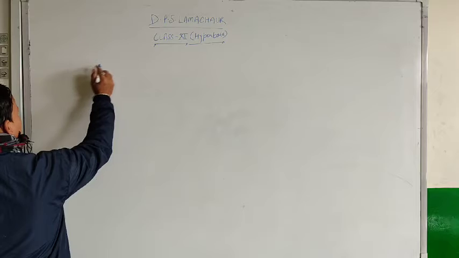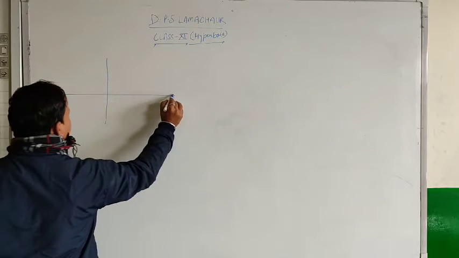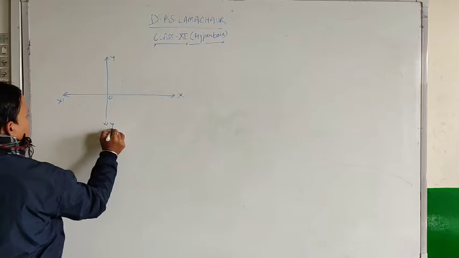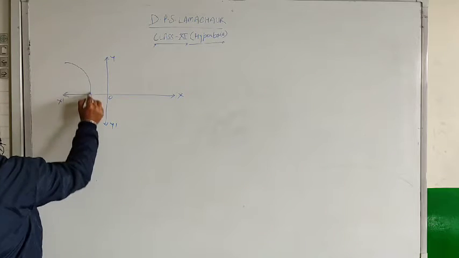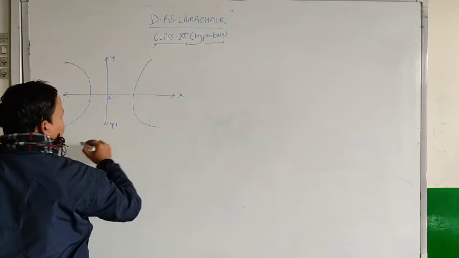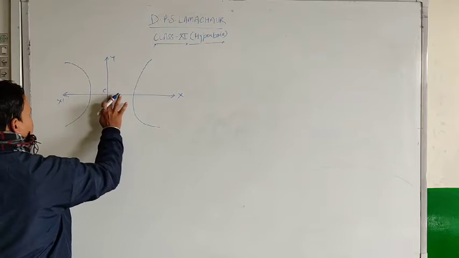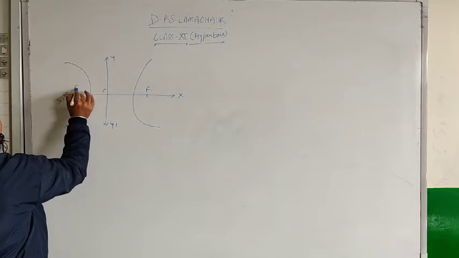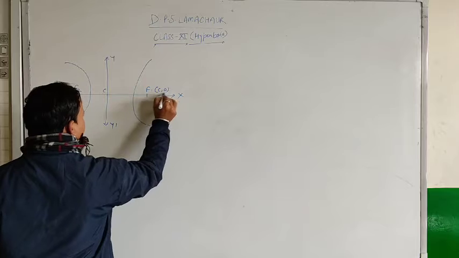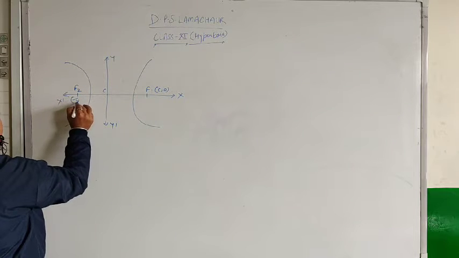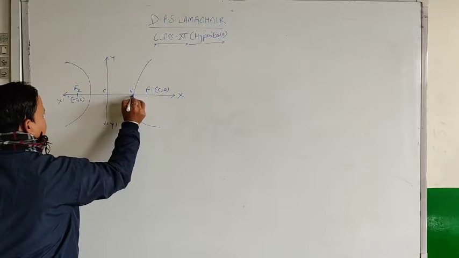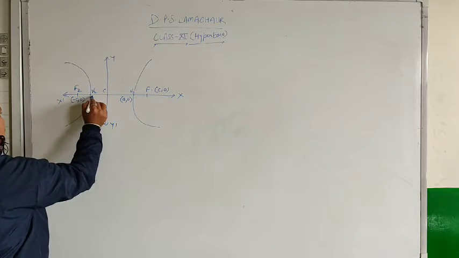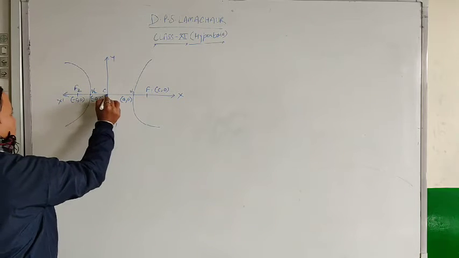So basically, what is a hyperbola? This is the x-axis, let this be y, and this one be the origin, and let this be a structure which follows some rule. Here is F1, here is F2, F1 with coordinates (c, 0), F2 with coordinates (-c, 0). This is vertex V1 and this is another vertex V2. V1 has coordinates (a, 0), and V2 has coordinates (-a, 0), and this is the center.